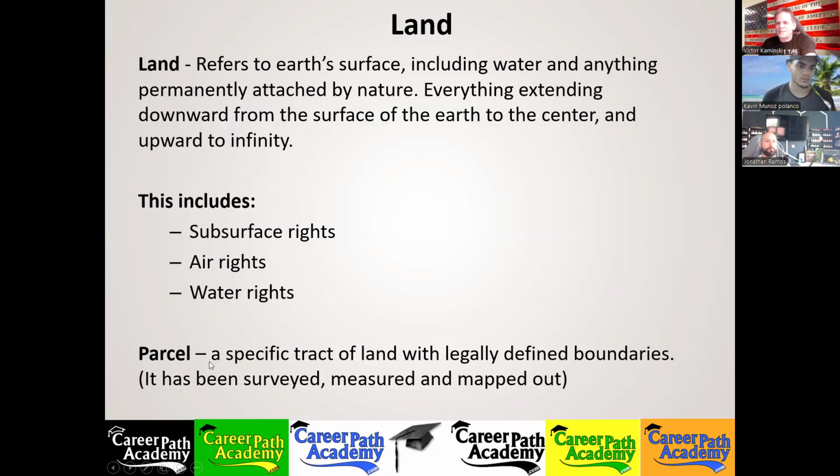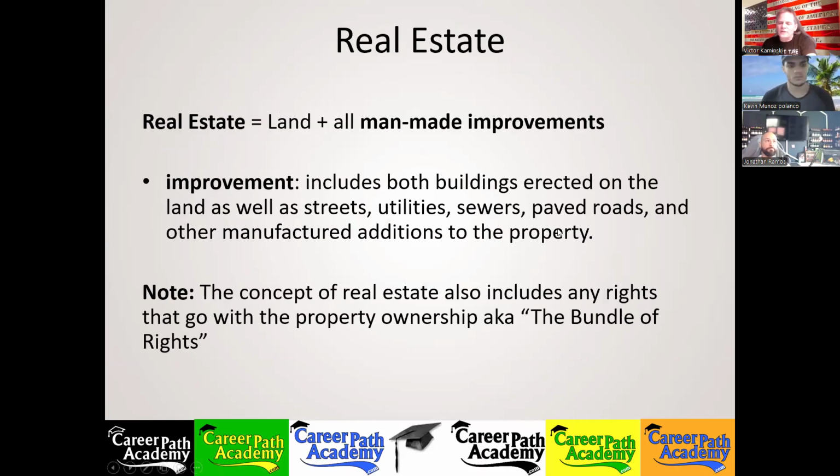And then a parcel. What is a parcel? It's a specific tract of land that has legally defined boundaries to it. So basically, it's been surveyed, measured, and mapped out. Now, real estate is the same definition of land plus man made improvements. What is an improvement? It includes both buildings erected on the land as well as streets, utilities, sewers, paved roads, and other manufactured additions that are added to the property. So, what is real estate? It's land plus all man made improvements.